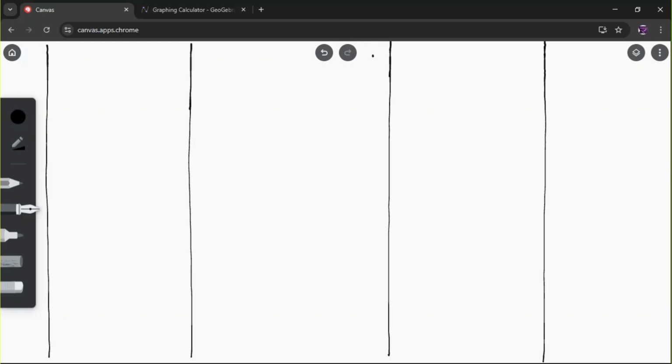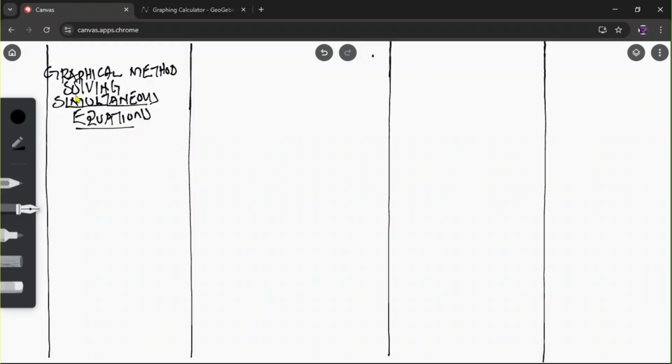We want to have a small discussion, and our area of discussion is the graphical method of solving simultaneous equations. Graphical methods of solving simultaneous equations.